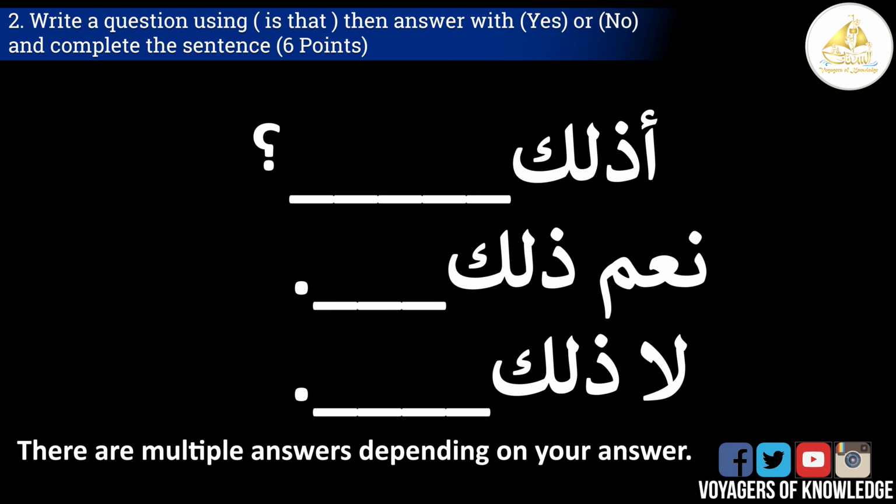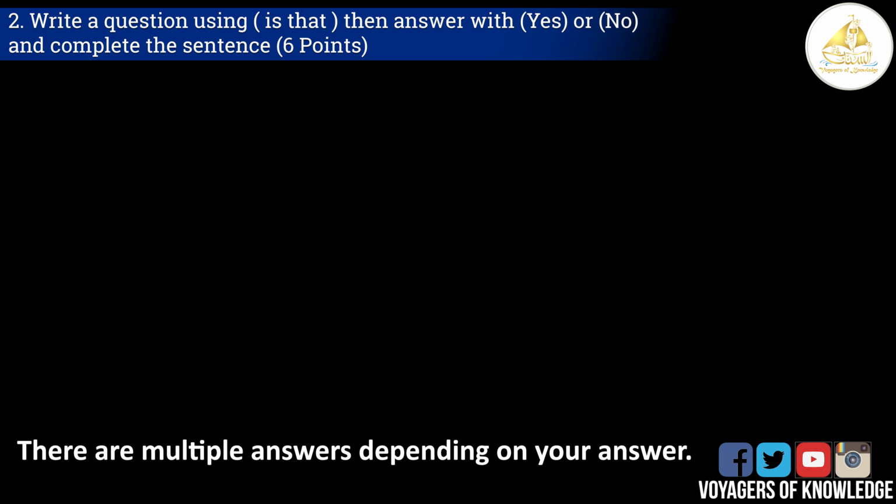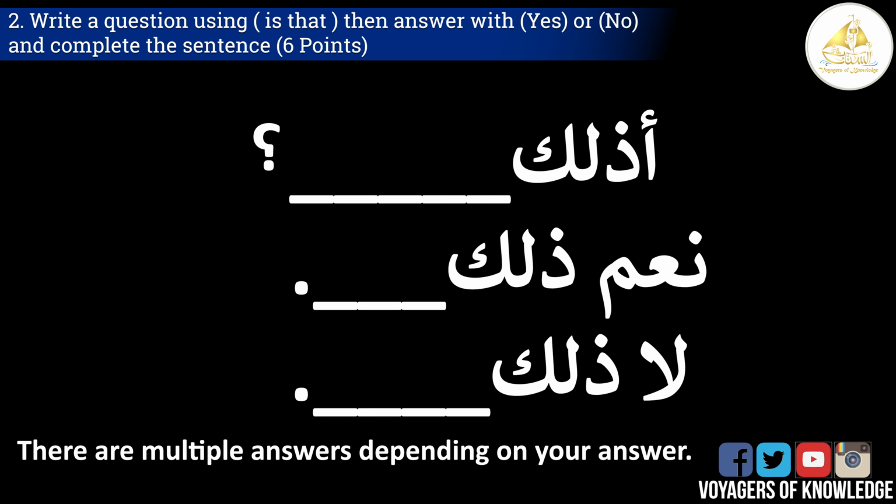As for number 2 should be the same way. And actually, before I forget, that question is worth 6 points. 1 point for each word. And number 2 will be the same way. Number 2, we had a picture of a bed come up. So you should ask, أذلك سرير? And if you answer with yes, you would say, نعم ذلك سرير.